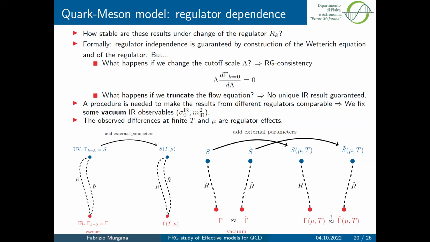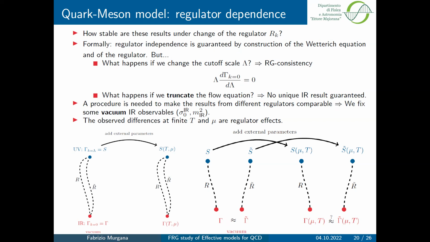But once you do this, you are still not guaranteed to obtain unique IR results if you truncate your flow equation. This is due to the fact that, as I said before, you're basically truncating the theory space. So you're not even sure that your IR minimum is there anymore. In principle, nothing is guaranteed. So you need to define a stable procedure to compare the different results.